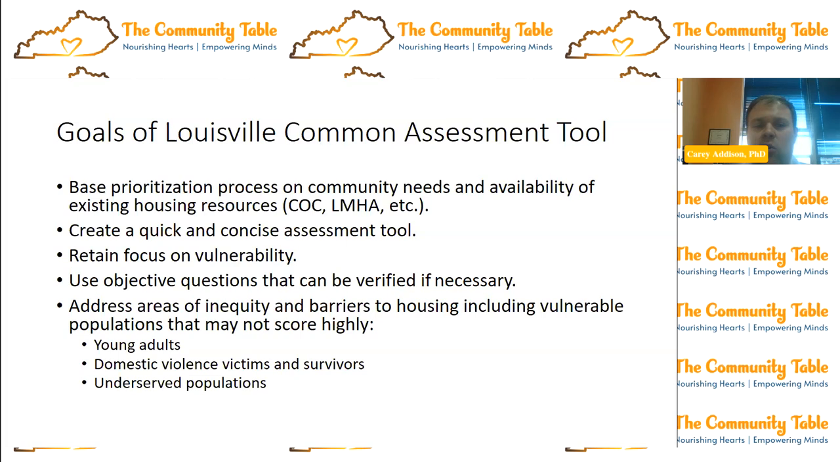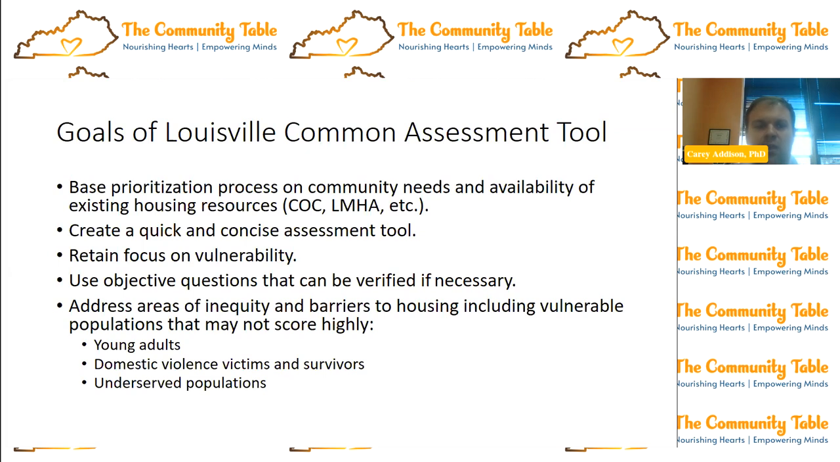We wanted to create a quick and concise assessment tool. So we started looking at the questions that people liked about the VI SPDAT, the things we wanted to keep. How could we word them differently? How could we make them more direct? We got a lot of feedback on things we weren't asking before, especially in regards to barriers to housing. I'll go through the tool with you all momentarily, and we can talk more about that.